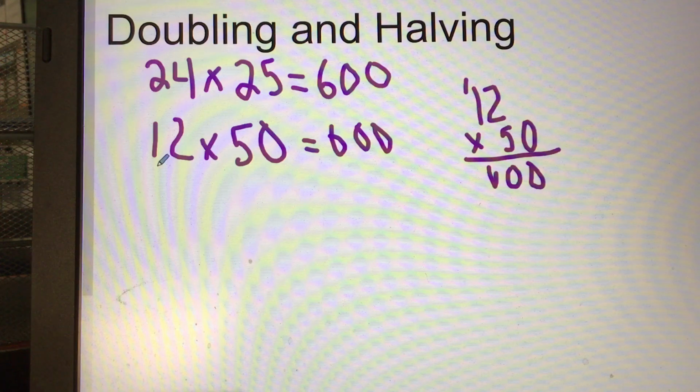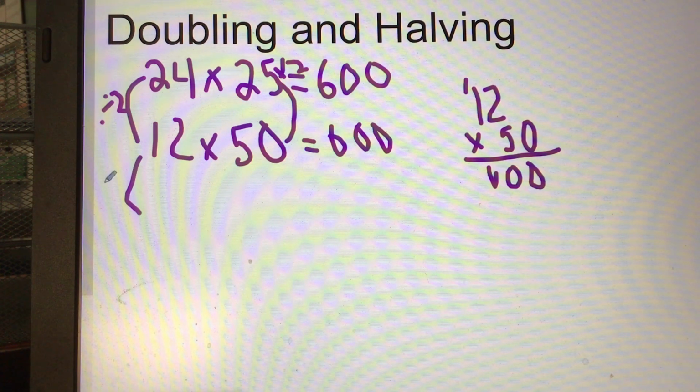Now, you want to think again. Which number should I double? Which number should I halve? If I double 12, I get back to 24. And that means I would have to halve 50, and I would get back to 25. So I don't want to do that. I kind of want to stick with what I've done. Since I cut 24 in half, divided 24 by 2, and I multiplied 25 by 2 to get 50, I'm going to stick with that pattern. So I'm going to cut 12 in half, or divide by 2.